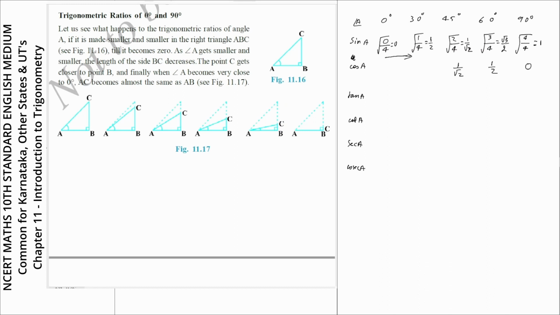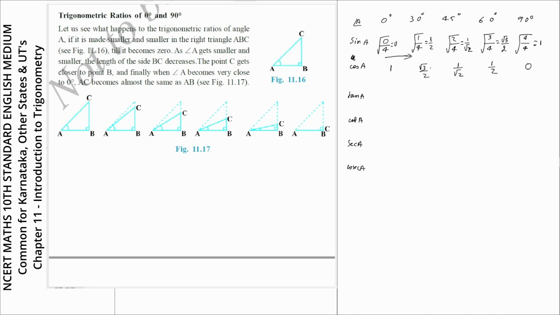Now sine of 60 degrees I got as root 3 by 2, so put that one here, root 3 by 2. Sine of 90 I got as 1. So these are the values of cos A. That is, cos 0 degree is 1. Cos of 30 degree is root 3 by 2. Cos of 45 degree is 1 by root 2. And cos of 60 degree is 1 by 2. And cos of 90 degree is 0.